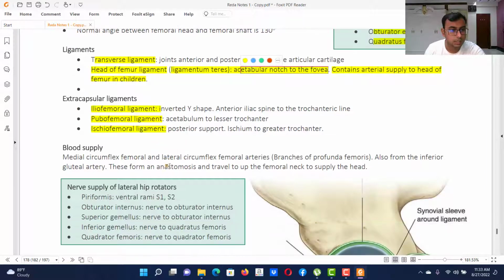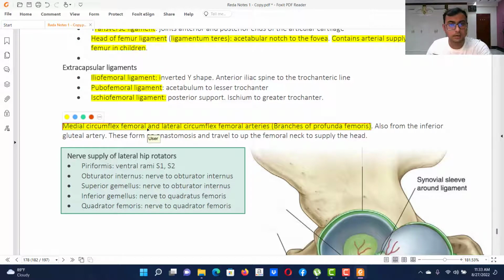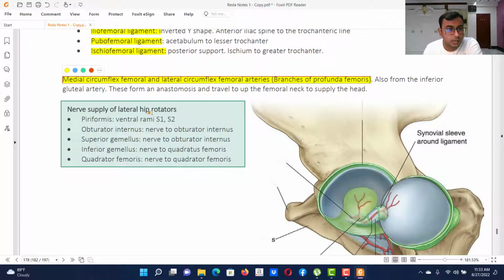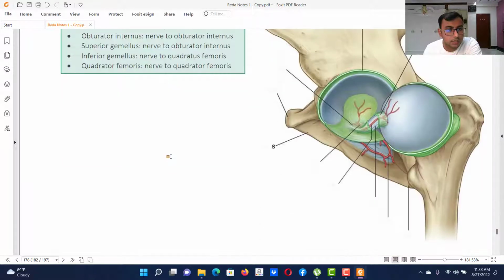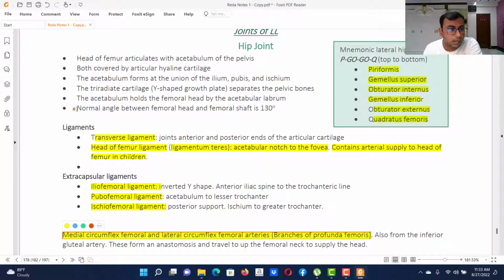There is a question on blood supply: the medial circumflex femoral and lateral circumflex femoral arteries, branches of the profunda femoris. The nerve supply of the hip is the same as for the rotators, no need to go into it. So just remember these three things. The normal angle between the femoral head and the femoral shaft is 130 degrees. The acetabular labrum surrounds the femoral head.